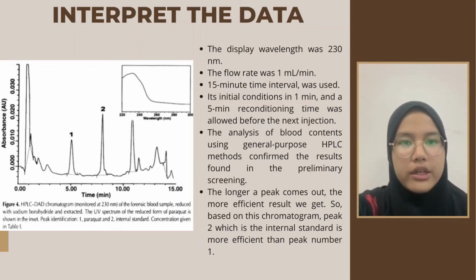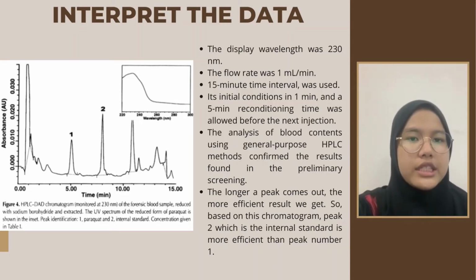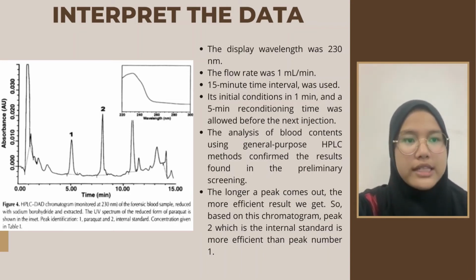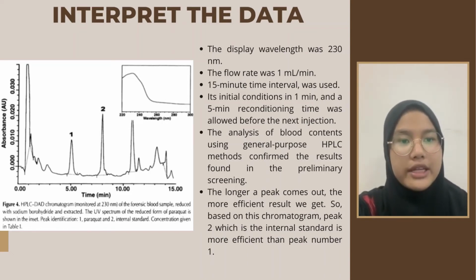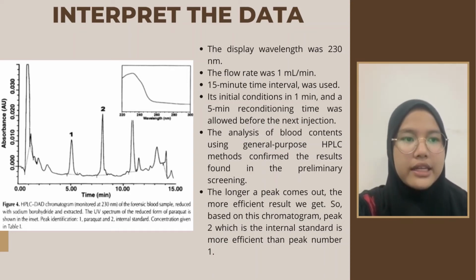Based on the chromatogram, peak 1, which is the paraquat peak, comes out first, then peak number 2, which is the internal standard. The peak that comes out first is a component that has the same characteristic as the mobile phase, while the second peak, the internal standard, is the component that is attracted to the stationary phase. Because of that, this peak is slow to come out after the first peak.